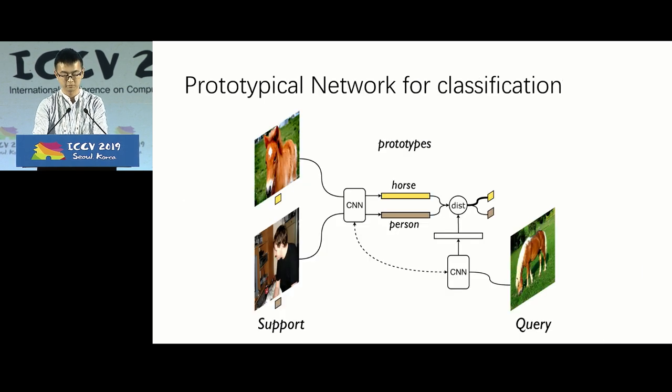Our work is built upon the prototypical network for few-shot classification. Support images are first embedded into class-specific prototypes. Next, in order to classify the query image, we compare the distance between the query feature and each prototype, and then assign the label of the nearest one to the query image.